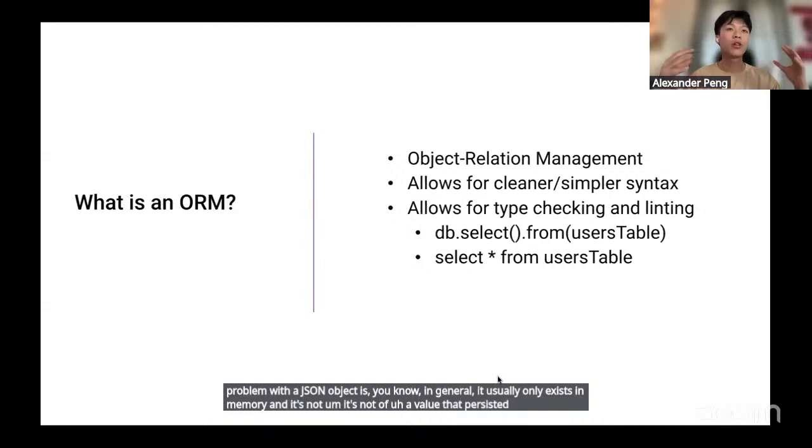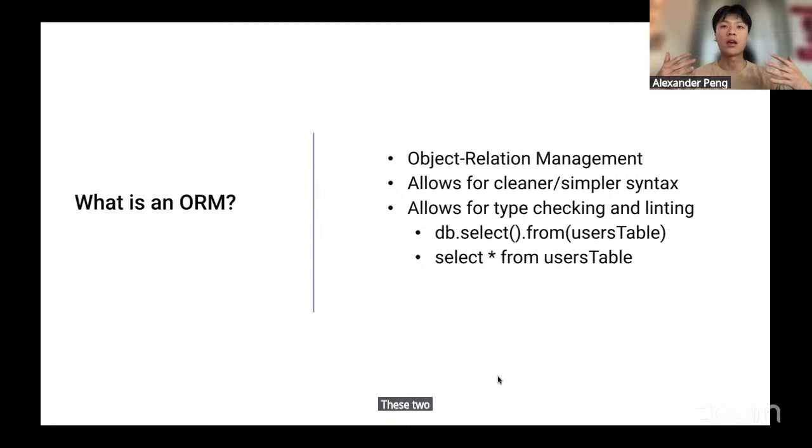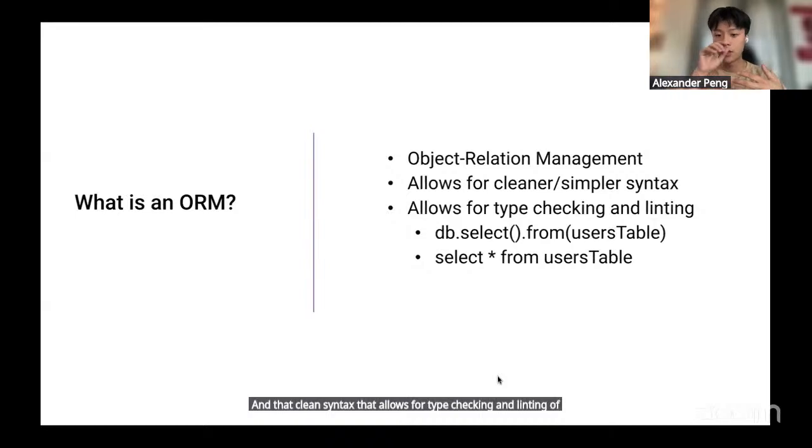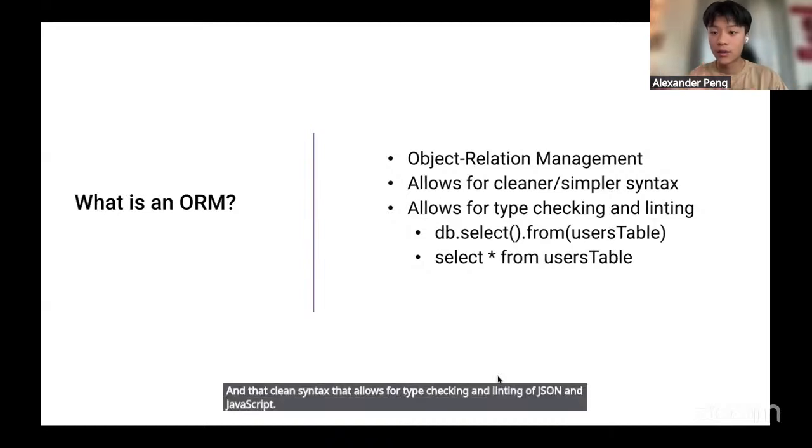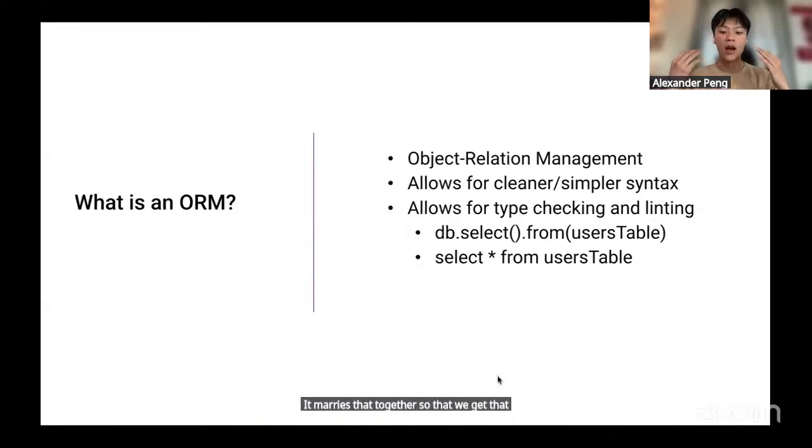And so an ORM really allows us to marry these two concepts of a persistence layer, a contextual data store, right? And that clean syntax that allows for type checking and linting of JSON and JavaScript. It marries that together so that we get type checking and linting as we write our queries.